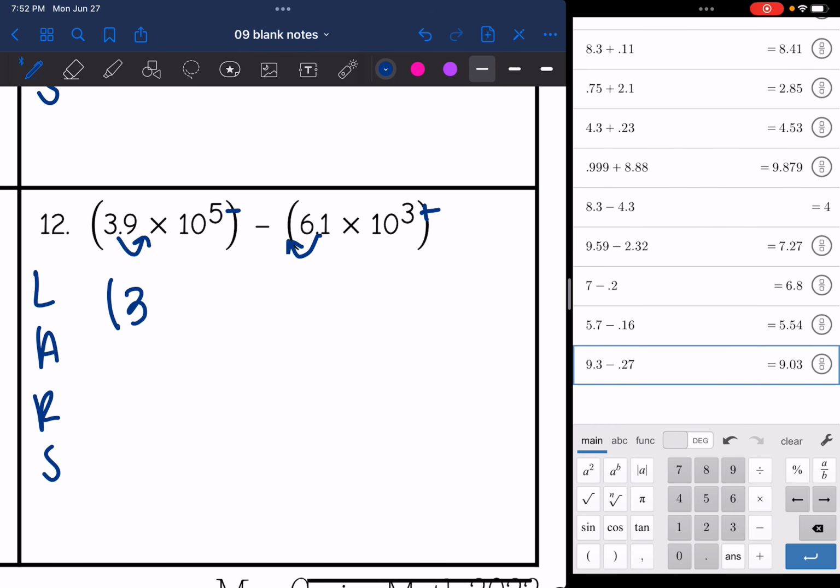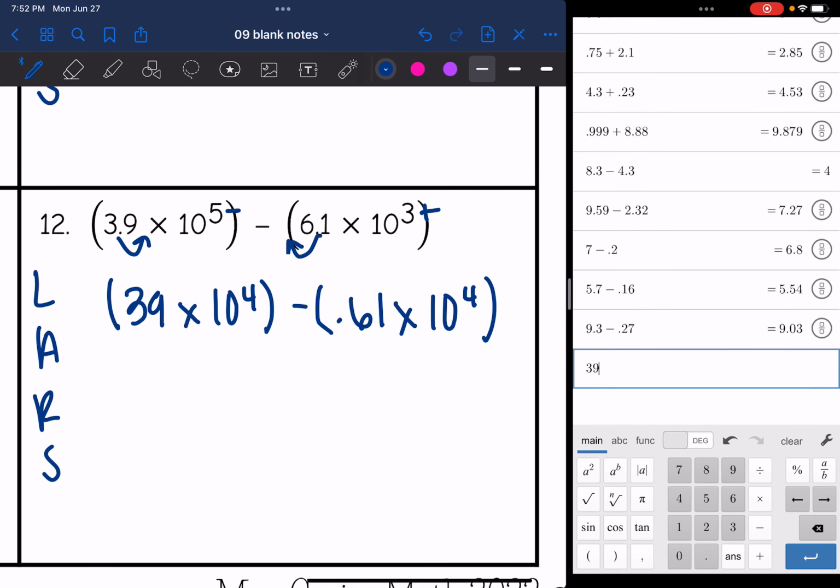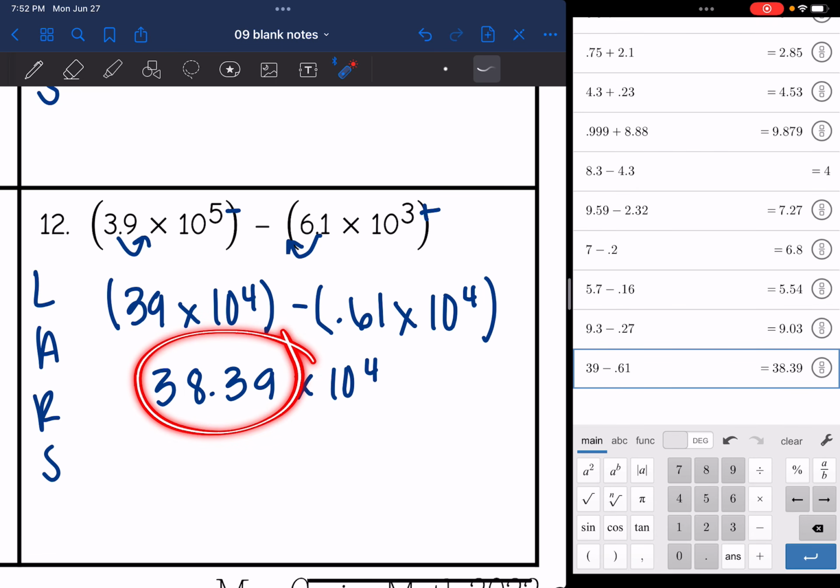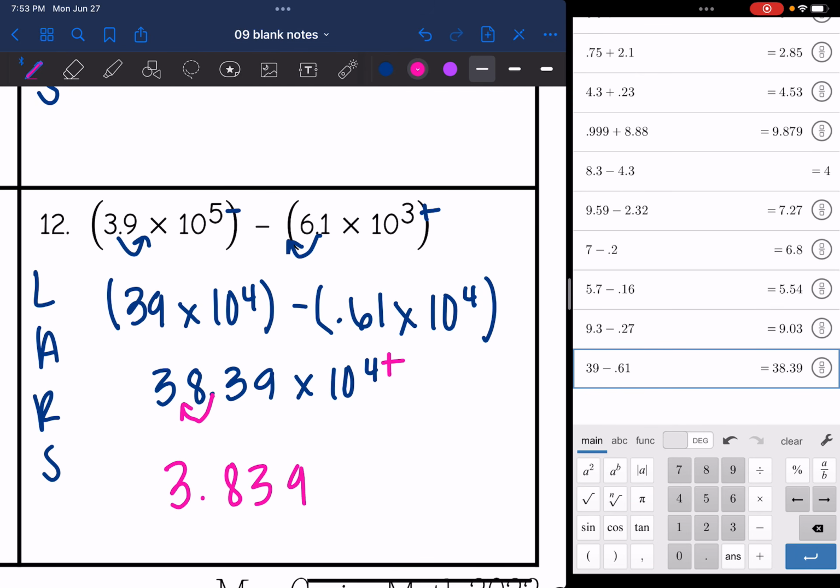So this first one will become 39 times 10 to the fourth minus, the second one will become 0.61 times 10 to the fourth. So now I'm going to do 39 minus 0.61, and I get 38.39 times 10 to the fourth. And then this number is not between 1 and 10, so I need to fix it with Lars. I need to move the decimal to the left, so I'm going to add to the exponent. It'll be 3.839 times 10 to the fifth for the final answer.